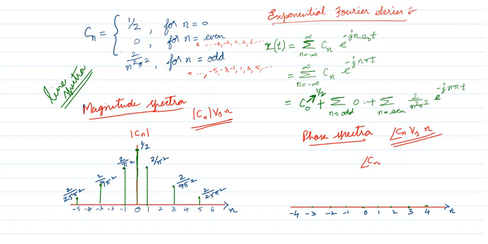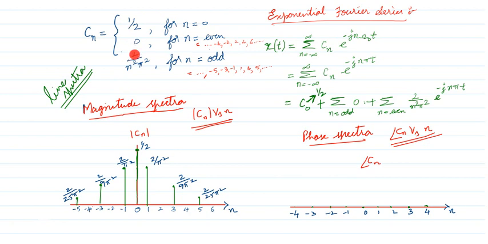For n equal to 2, which is an even number, we have 0. For n equal to minus 2, also even, we have 0. Next, n equal to 3 is an odd number, so put n equal to 3 in the odd expression: 2 by 9 pi square, since 3 square is 9. Similarly for minus 3 it is 2 by 9 pi square. For 4 it is 0. For 5 it is 2 by 25 pi square, and for minus 5 also 2 by 25 pi square. In this expression, for n equal to 0 use this, for n even use this, and for n odd use this expression.